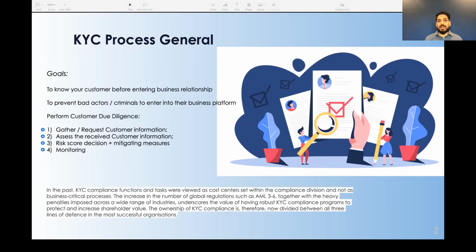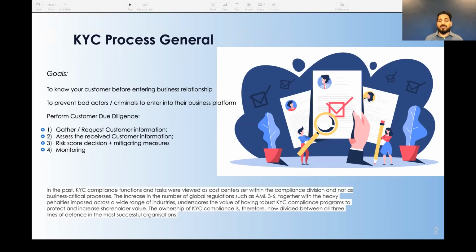Also, if you're dealing with a business or corporate as a customer, so a company as a customer, you need to know where they are registered, what type of business they do, who the ultimate beneficial owner is, so who ultimately owns the company, and what type of risks there are in their business. You will reach out to the customer for that type of information. That's step one, gathering and requesting customer information.